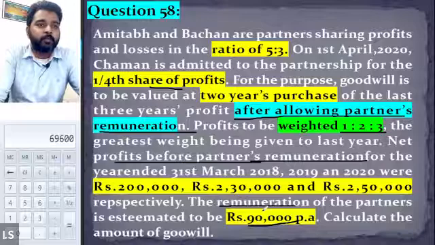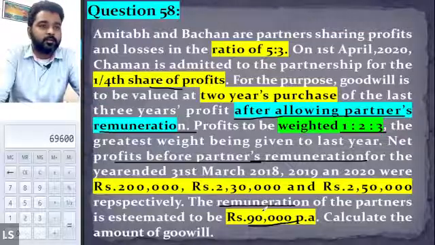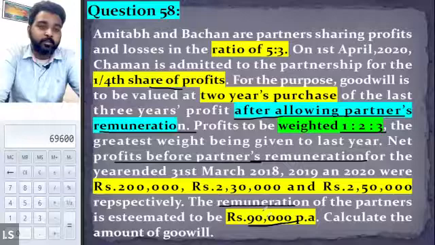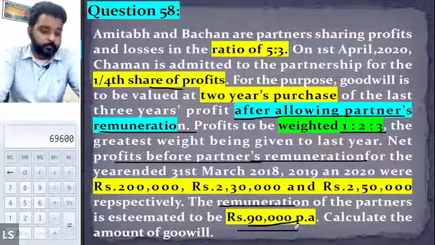Now, the important point comes into the picture. The question is saying that 2 years purchase shall be considered, and the profit for different years is given. Weight is given, but the question is asking us to calculate the goodwill after allowing the partner's remuneration. So that means we have to find out the profit after deducting the partner's remuneration, and partner remuneration is also given in the question, which is 90,000.